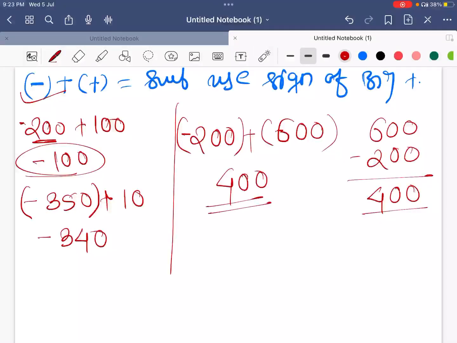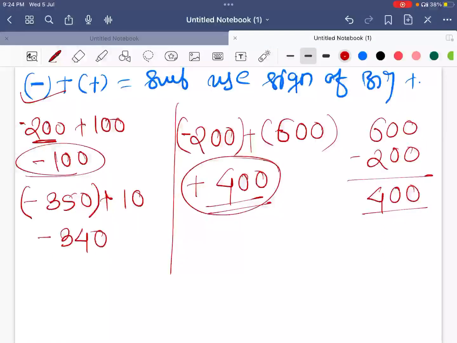Now, as per the previous case, observe these two numbers, 600 and 200. 600 is the bigger number and it has a positive sign. So in your answer, this is also plus 400. Clear? So likewise, we have to solve the questions.